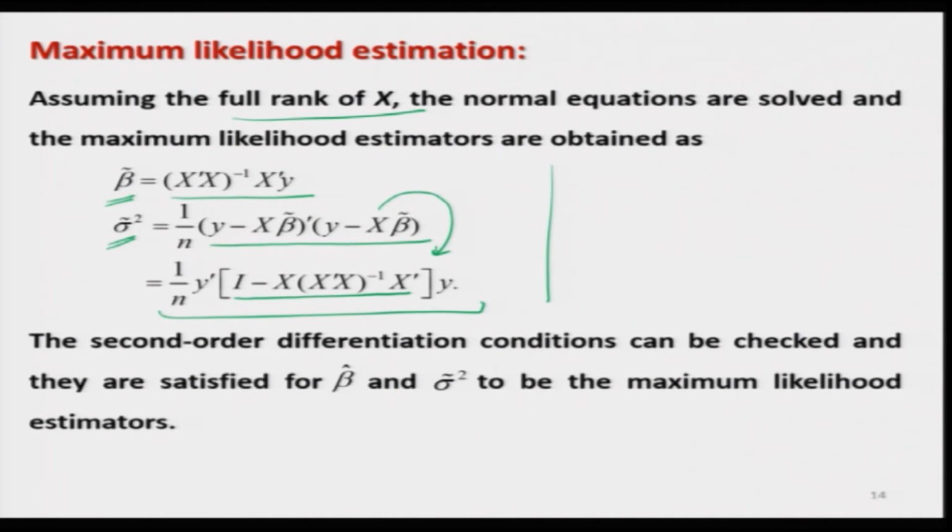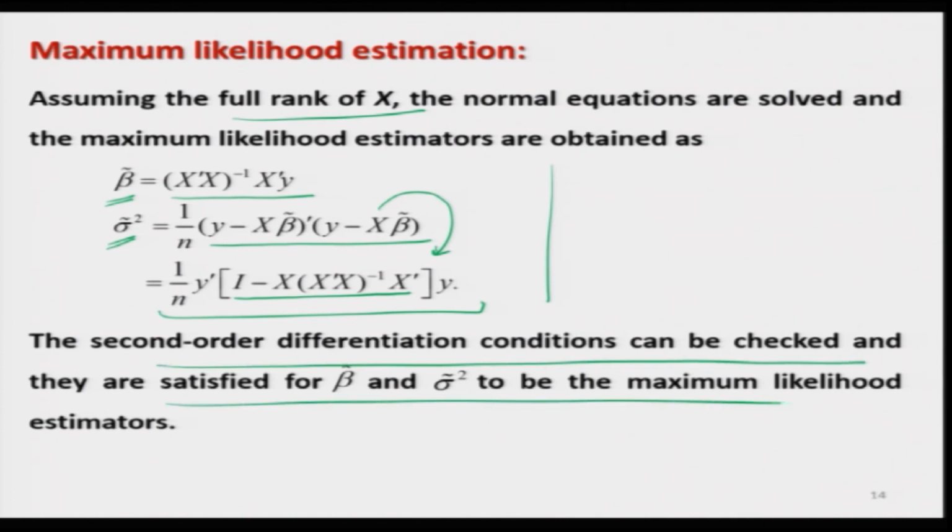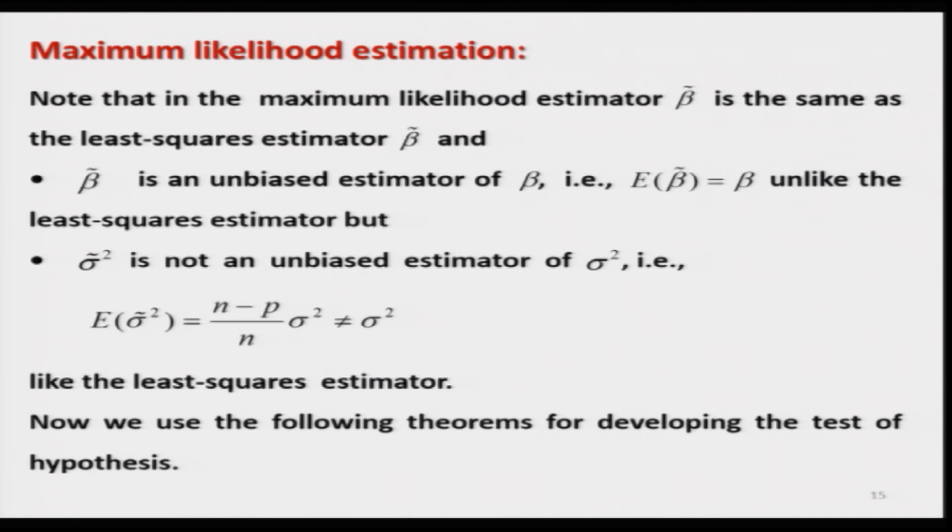I am not doing that here, but I can inform you, and you can check yourself, that the second order differentiation condition is satisfied for this beta tilde and sigma square tilde, and they are maximizing the likelihood function. So, this beta tilde and sigma square tilde are the maximum likelihood estimators of beta and sigma square respectively, right.